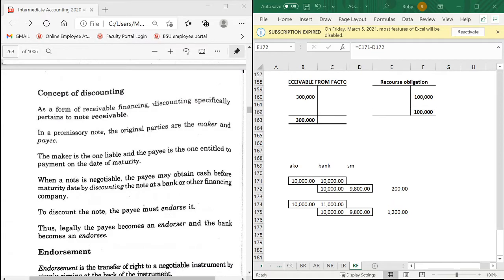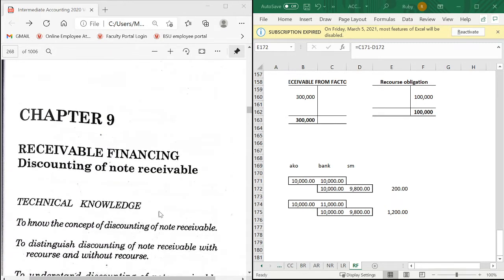As a form of receiving financing, discounting specifically pertains to note receivable. So, yun pala. Kaya siya siguro hiniwalay kasi nga, para siya sa note receivable. Yung tatlo, pang AR sila.